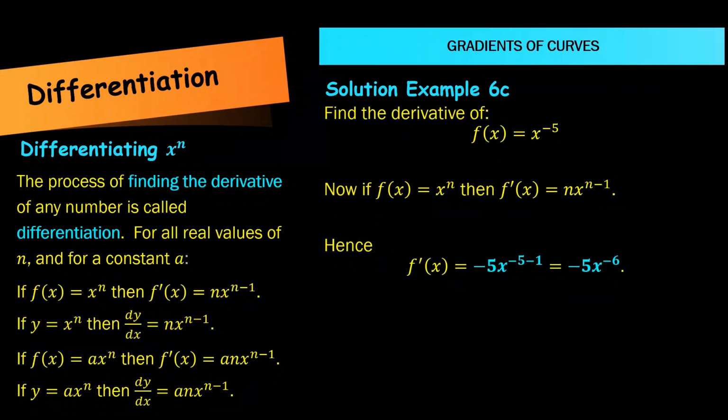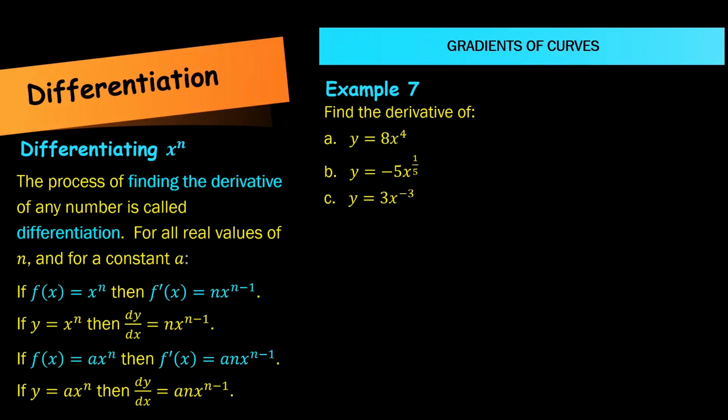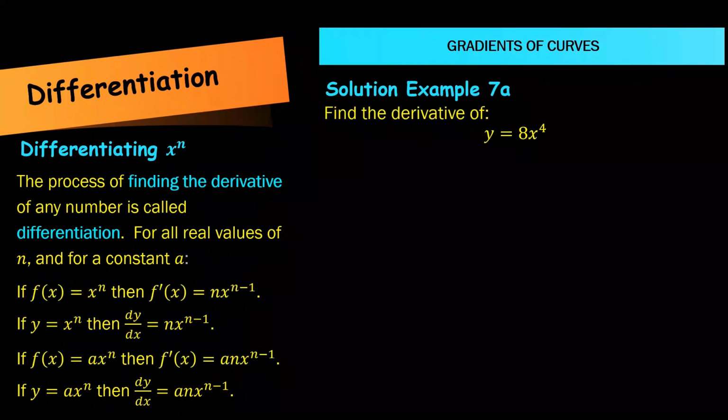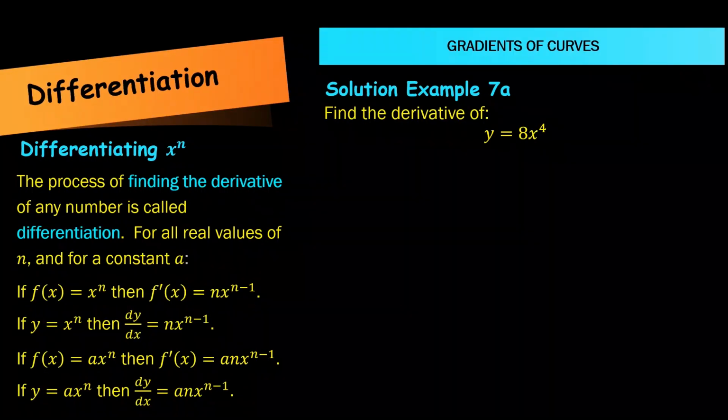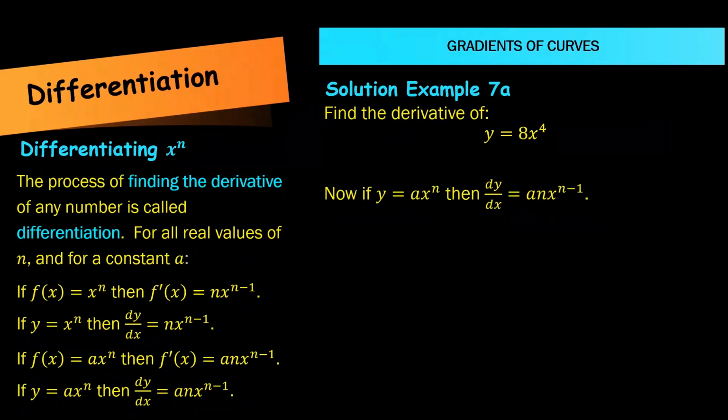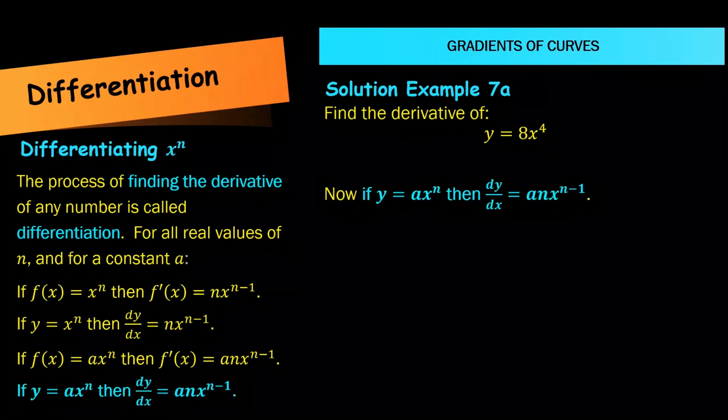Let's now have a go at another example. Pause the video and have a go. Press play when you're ready to view the solutions. We begin by finding the derivative of y equals 8x to the power 4. This time we're going to use this formula because we have a constant at the front.